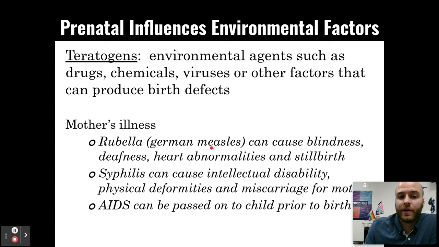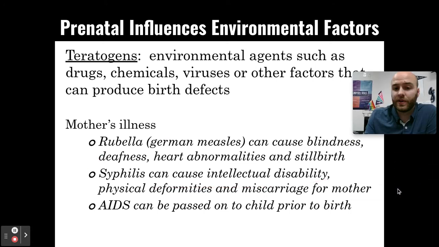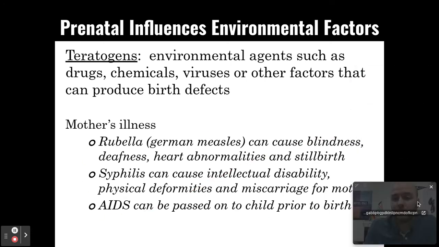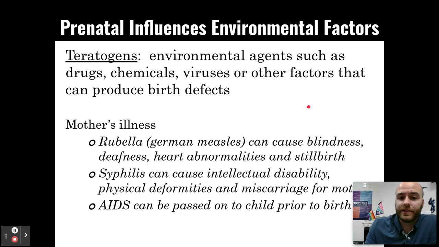One large example: mother's illnesses. Rubella, German measles, can cause blindness, deafness, heart abnormalities, and even stillbirth. Syphilis can cause intellectual disability, physical deformities, and miscarriages. And AIDS can be passed on to a child prior to birth. These are just a couple examples. Any illnesses the mother goes through during pregnancy can potentially have an impact on the fetus.